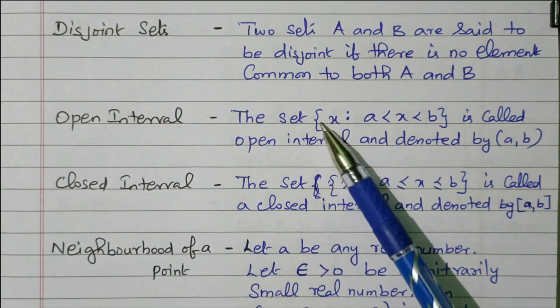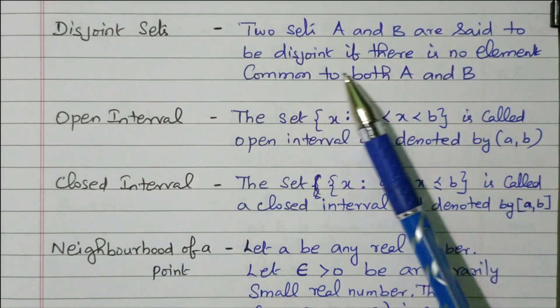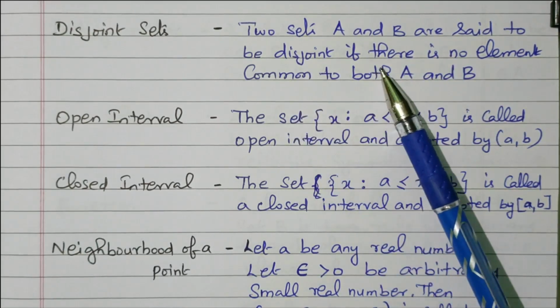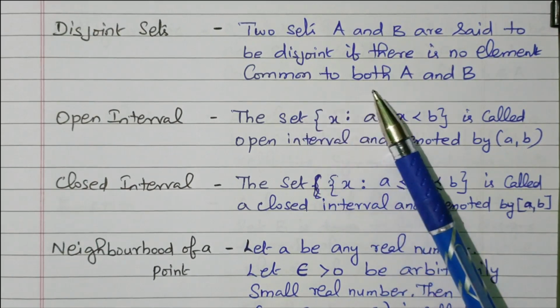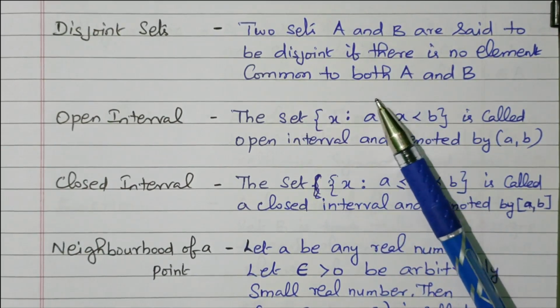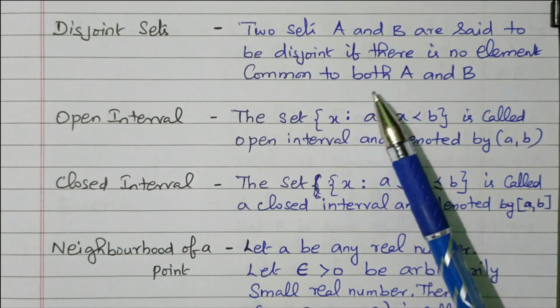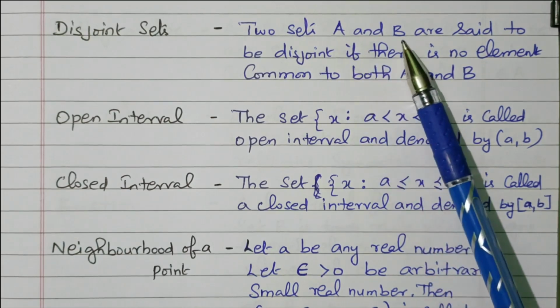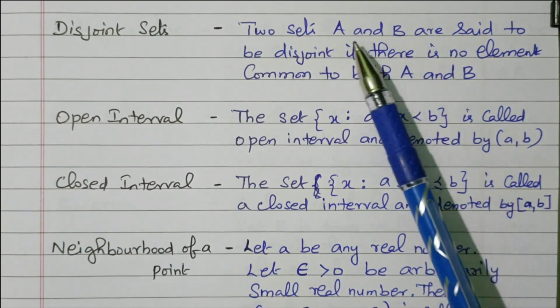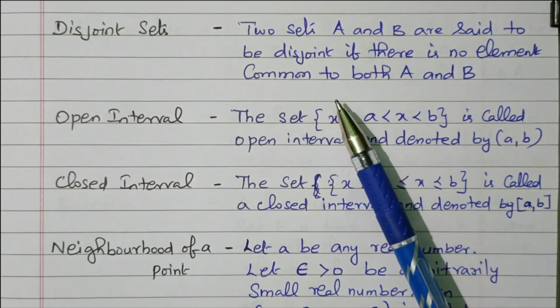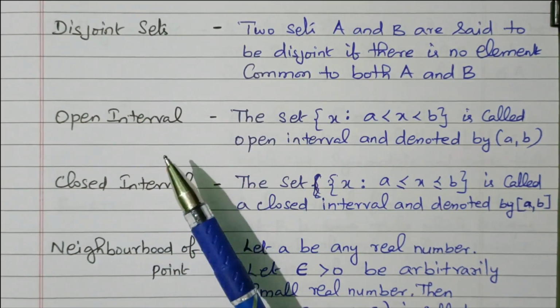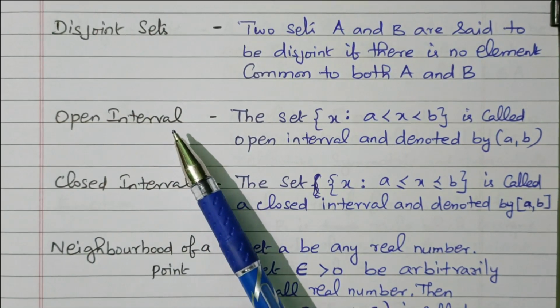Disjoint sets. Two sets A and B are said to be disjoint if there is no element common to both A and B. Disjoint means that there are no common elements between A and B. Then it is called a disjoint set, right? There is no common element between A and B.